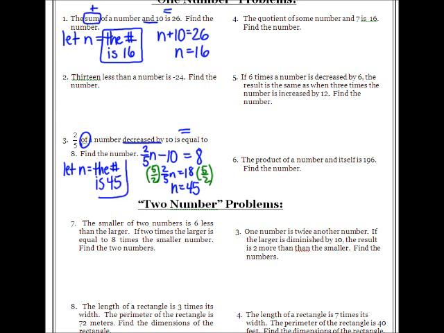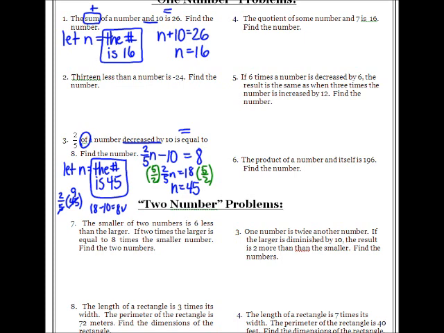Now to check word problems, you do check them with the words. And I'm just going to do a little check over here to the side. So if I take 2/5 of 45, I'm going to find that 5 is in the 45 9 times. 9 times 2 is 18. And 18 decreased by 10 is 8. Check. Sound good?